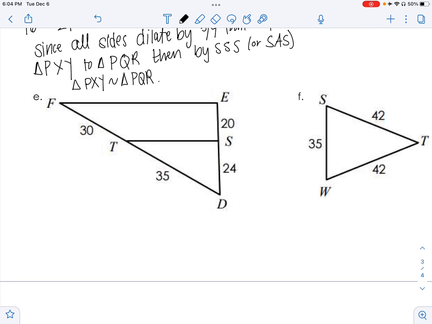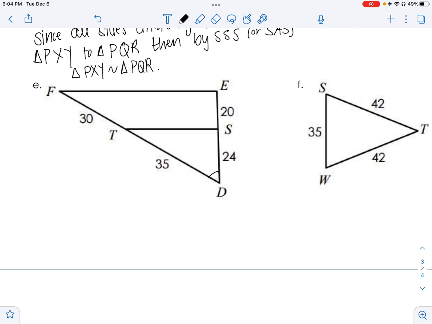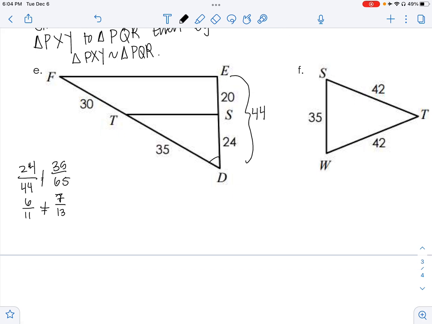Okay. And then if I do this one, I at least know that angle D is congruent to itself, just like how it was in part C. But then I want to relate each of these. So if I go 24 over 44, because that's going to be the whole side length, is that equal to 35 over 65? And it is not, because 24 over 44 is 6/11ths, and that's not equal to 7/13ths. So I do know about that angle, but the sides are not proportional, so they are not similar.